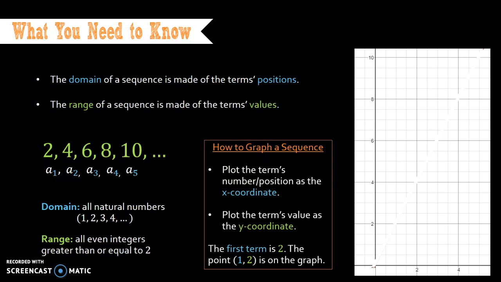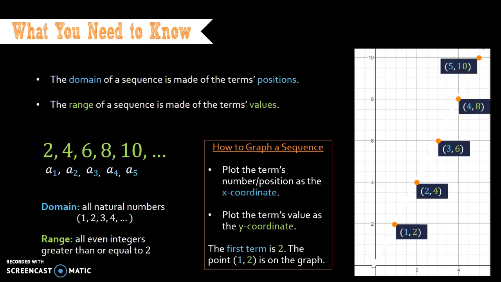So if we were to plot all of these points, we would have the points (1, 2), (2, 4), (3, 6), (4, 8), and (5, 10). And the way that we would read this is we would say, for example, this one, the fourth term is 8. The third term is 6, and so on.